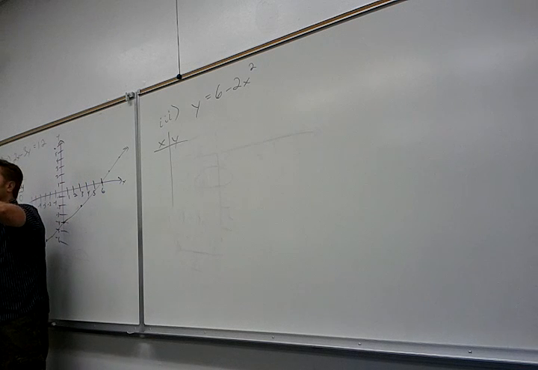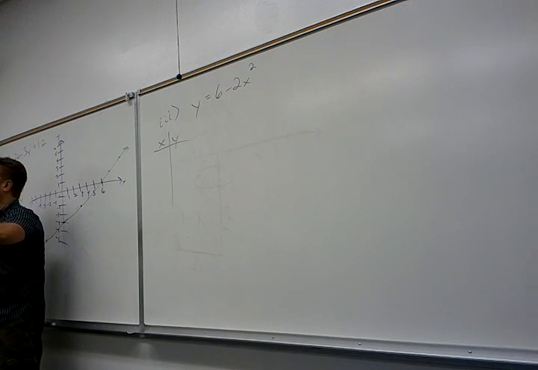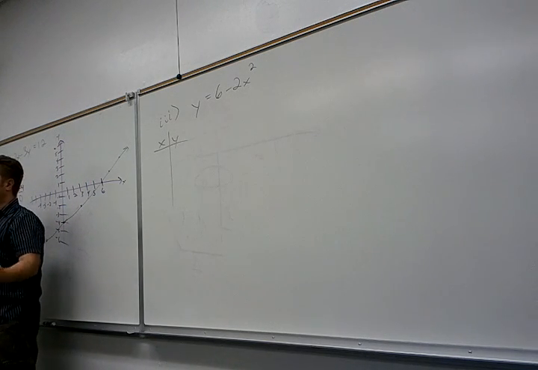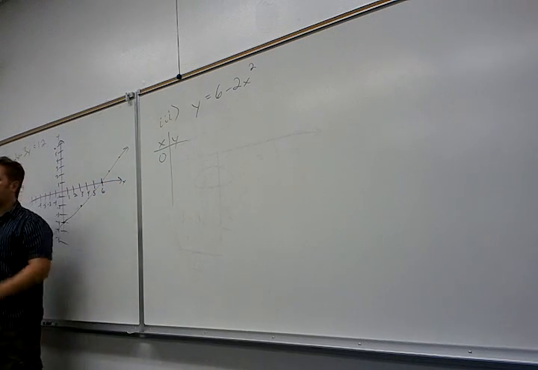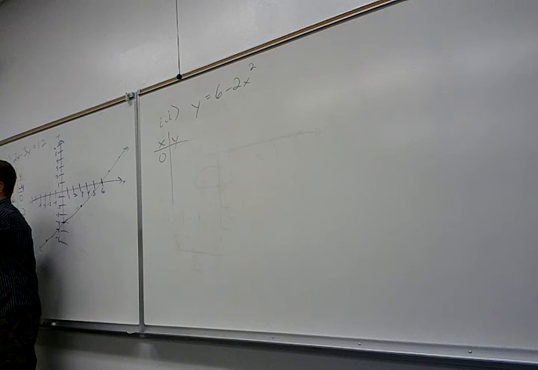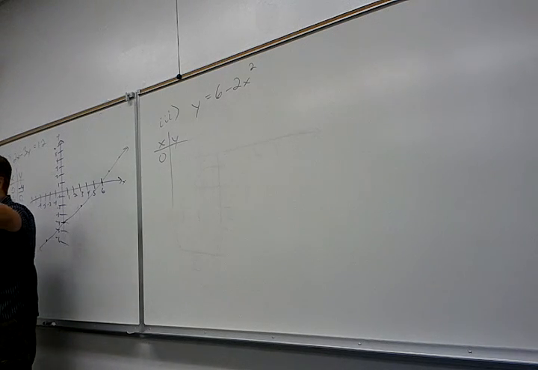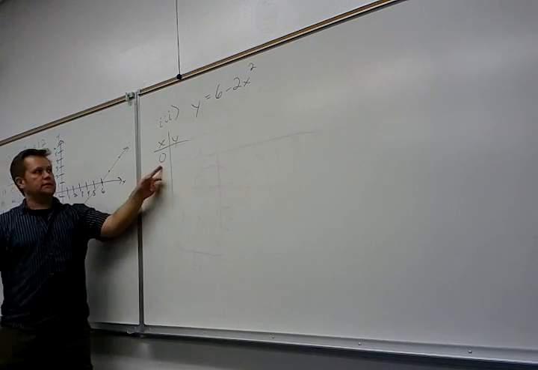But when I have something that's not a straight line, I obviously should do a few more points because I don't know what this thing is going to do. So I always start out with 0. That's not a bad choice. And then I throw some negatives in there, and then some positives, just to make sure I see everything that could happen. So at 0, what happens?